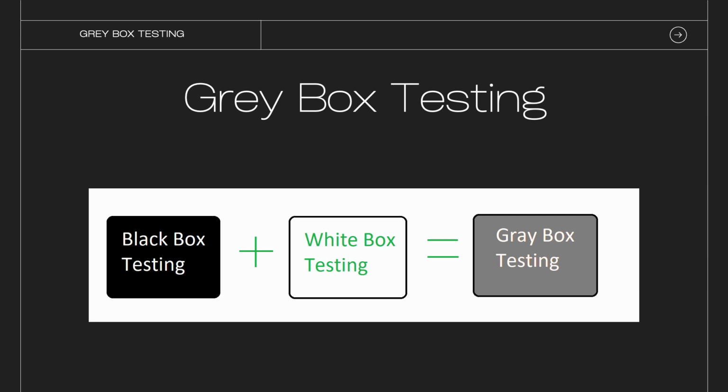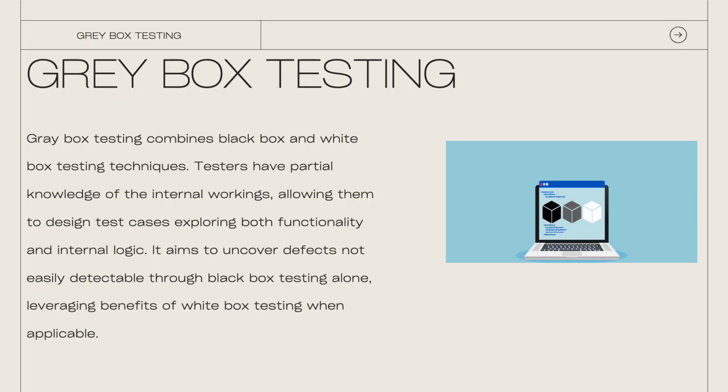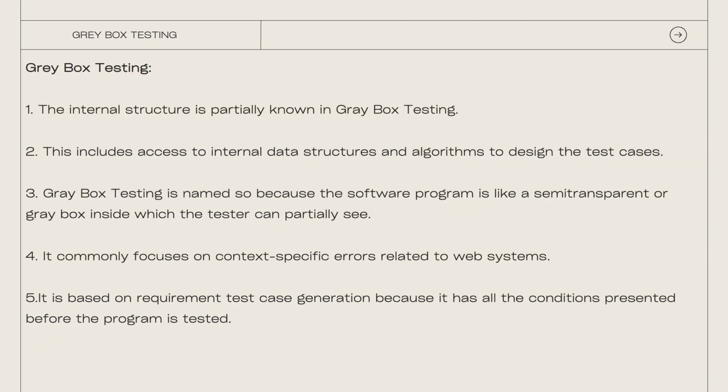Gray box testing. This testing is a combination of both white and black box testing. As I said earlier, gray box testing represents a fusion of both black box and white box techniques. Testers possess partial internal knowledge, allowing them to design test cases exploring both functionality and internal logic. It aims to uncover defects beyond those detectable through black box testing, leveraging the benefits of the white box approach when applicable. The internal structure is partially known in gray box testing, with access to internal data structures and algorithms for test case design.